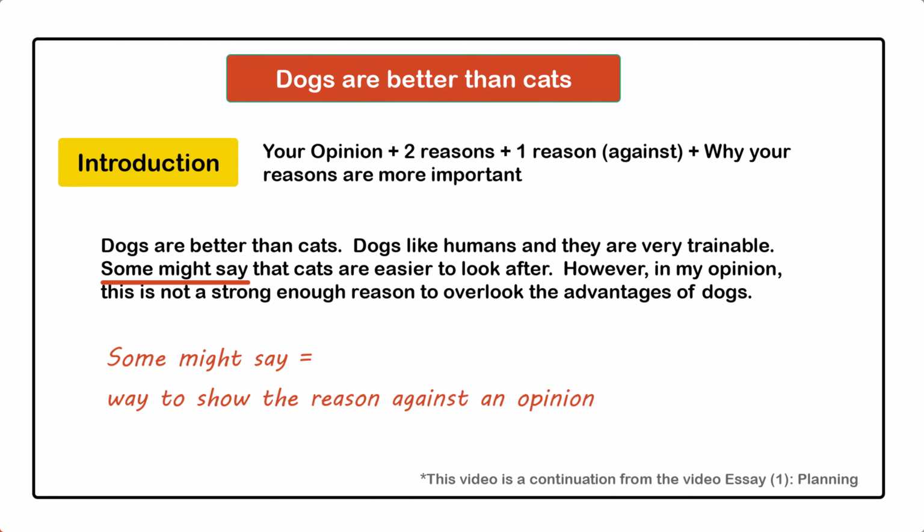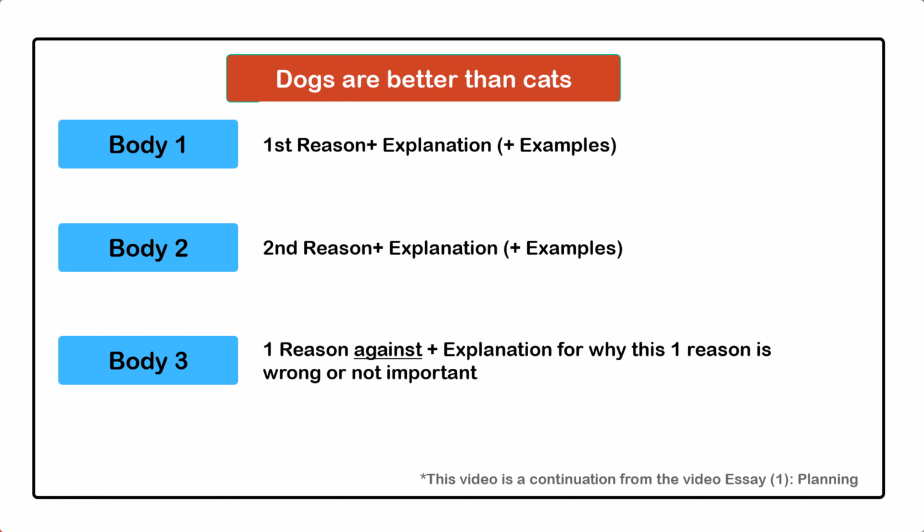Now, the body. The point of the body is to give the reasons why your opinion is right. So to make the body, we're going to create 3 separate paragraphs. Body paragraph 1 is about 1 reason supporting your opinion. Body paragraph 2 is about the 2nd reason supporting your opinion. And body paragraph 3 is about the 1 reason against your opinion.